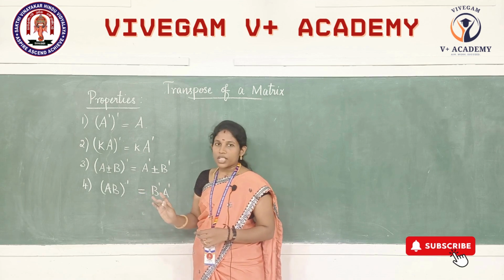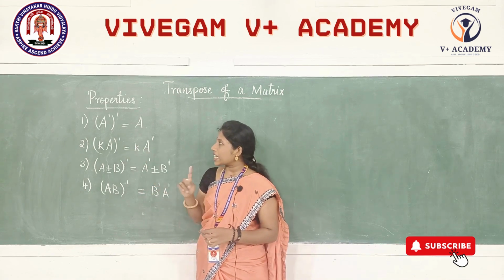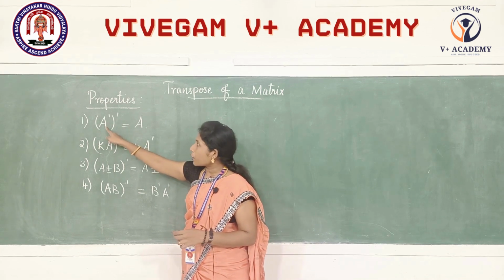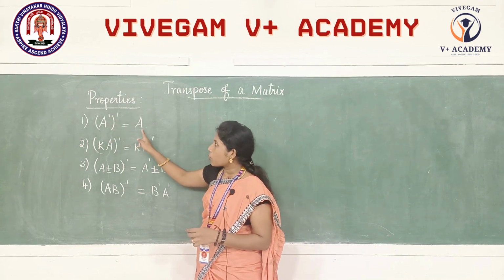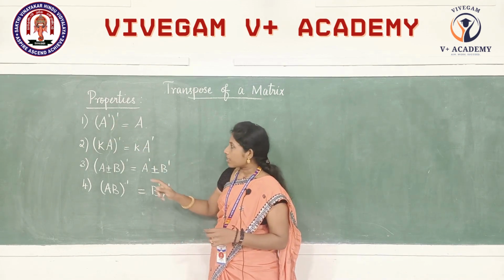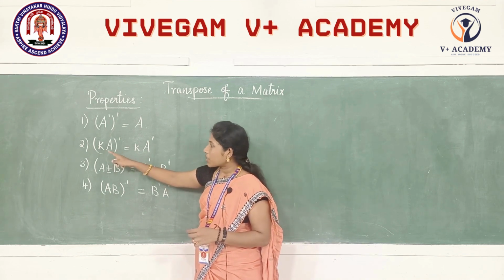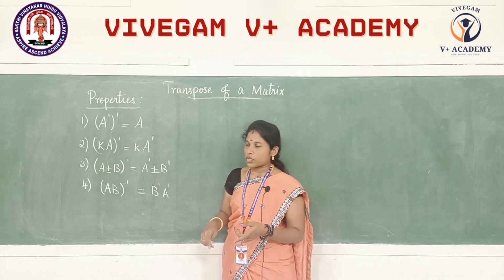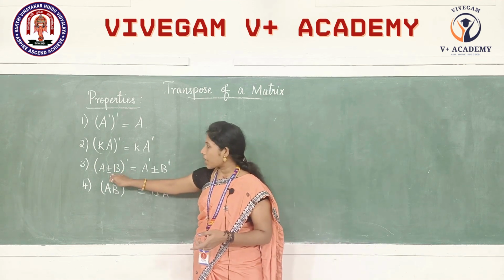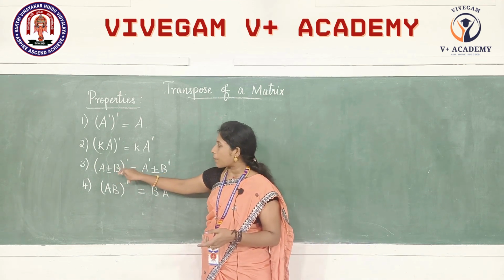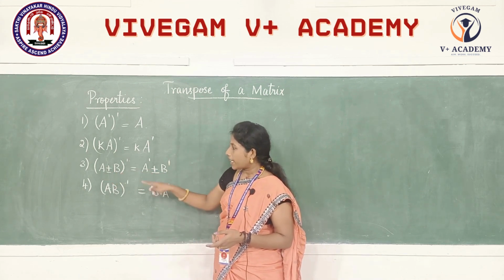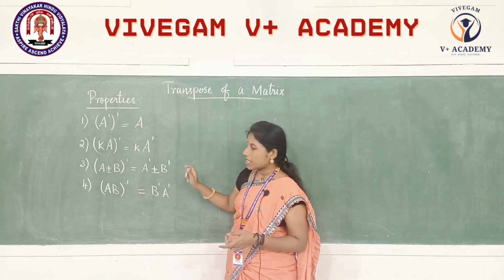There are 4 properties. First one is A transpose, the whole transpose, is equal to A. For a matrix, if you take the transpose twice, you will get the same matrix. The next, with scalar multiplication: kA the whole transpose is equal to k into A transpose. The next, for addition and subtraction: (A plus or minus B) the whole transpose is equal to A transpose plus or minus B transpose.